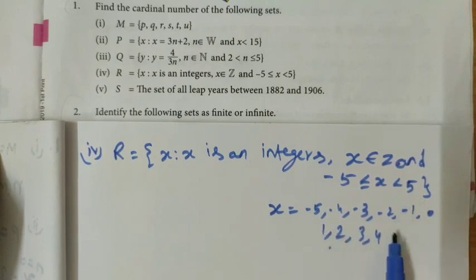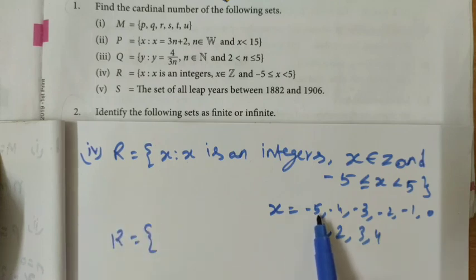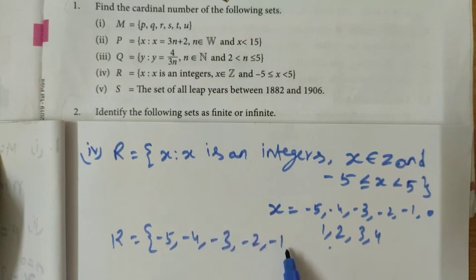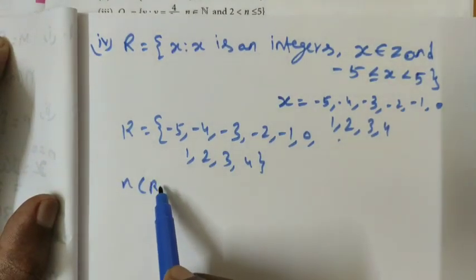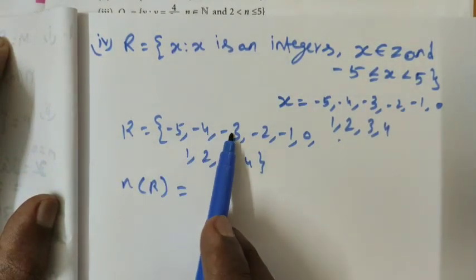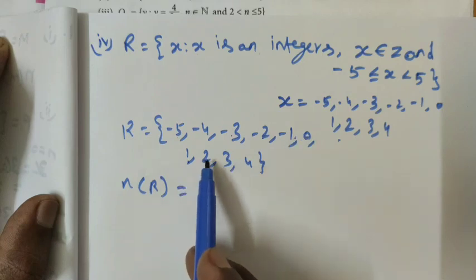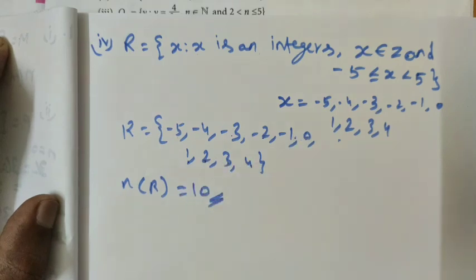So, these are the x values. Then R is equal to how many elements? Minus 5, minus 4, minus 3, minus 2, minus 1, 0, 1, 2, 3, 4. Then count the number of elements. n of R is equal to 1, 2, 3, 4, 5, 6, 7, 8, 9, 10. So, n of R is equal to 10.